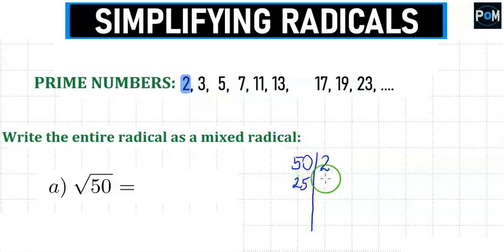25 divided by 2 doesn't work for me anymore. Checking the next number, which is 3, 25 divided by 3 doesn't work either. 25 is divisible by the next prime number, which is 5. So I'm entering a 5 here, and dividing 25 by 5, it gives me a result of 5. And the 5 is also divisible by 5. This gives me 1, and that means that the factorization into prime factors is now complete.